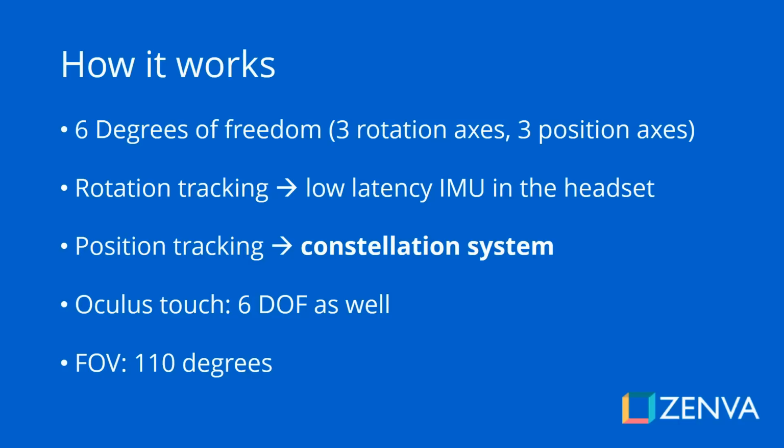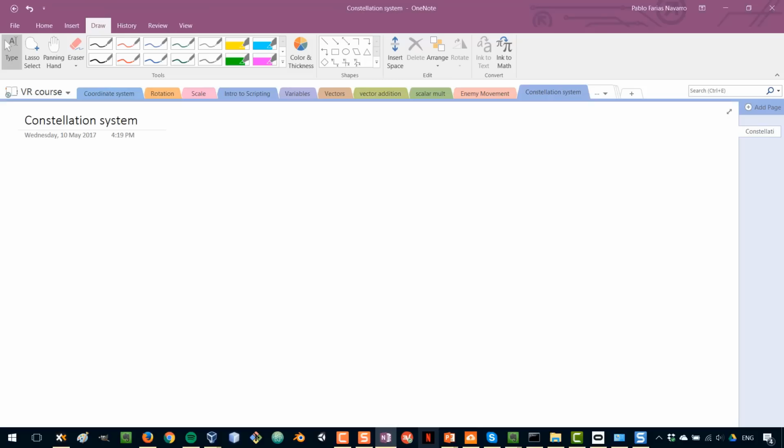The Oculus Rift has a 110 degree horizontal field of view. Just for your reference, humans see 180 degrees. And when it comes to the constellation system, I would like to show you a bit of a diagram on how it works.